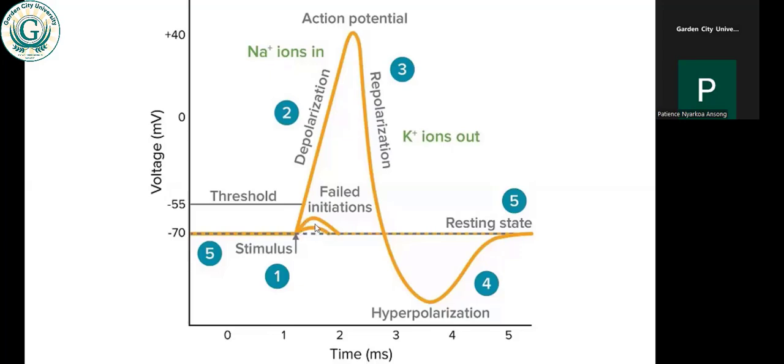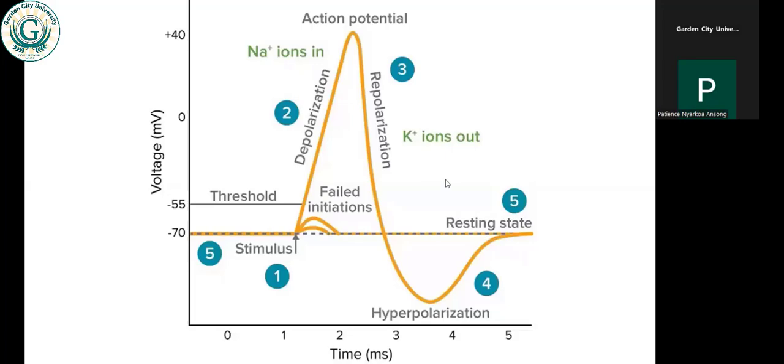If the intensity of the stimuli is not that strong, then it can die out there. But if the stimulus intensity is high, such that it's able to reach the threshold of minus 55, then an action potential is generated along the axon, where we have the influx of sodium into the axon or the nerve cell. So we have the peak of action potential to be plus 40 millivolts. Some books will also give you plus 30 millivolts.